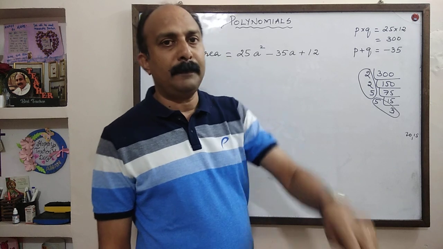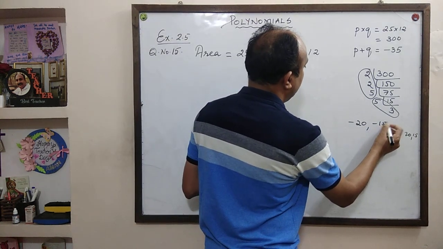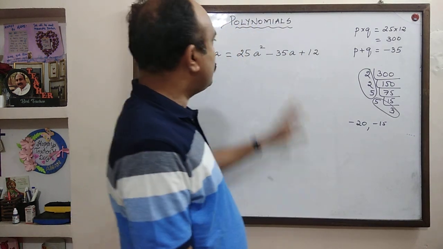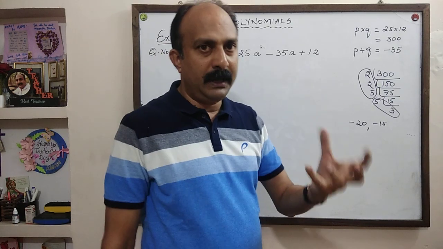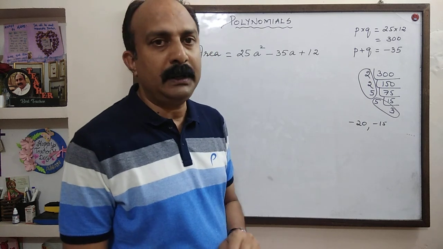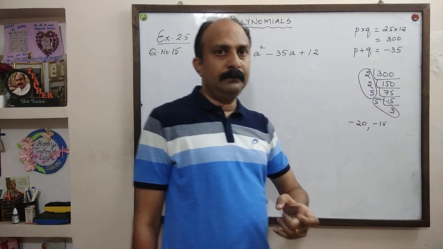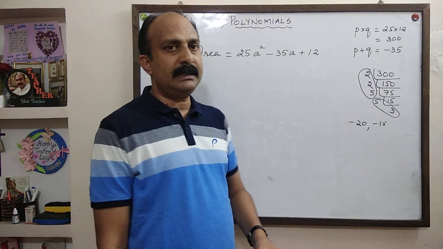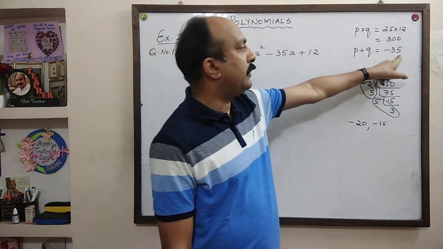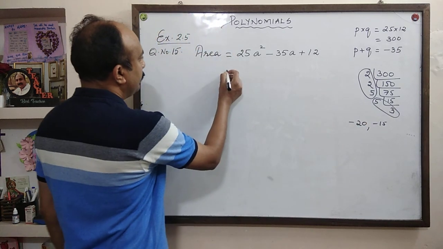Both the numbers are minus. So what are the numbers? Minus 20, minus 15. Did you understand this method? So when the product is too big, you can use this method to find the two numbers for splitting the middle term. Factorize the product and group the factors into two numbers such that their sum is our required sum. So the numbers are minus 20, minus 15.